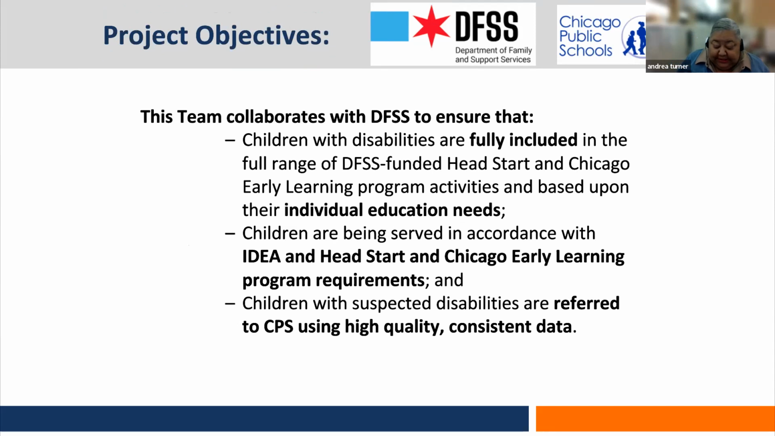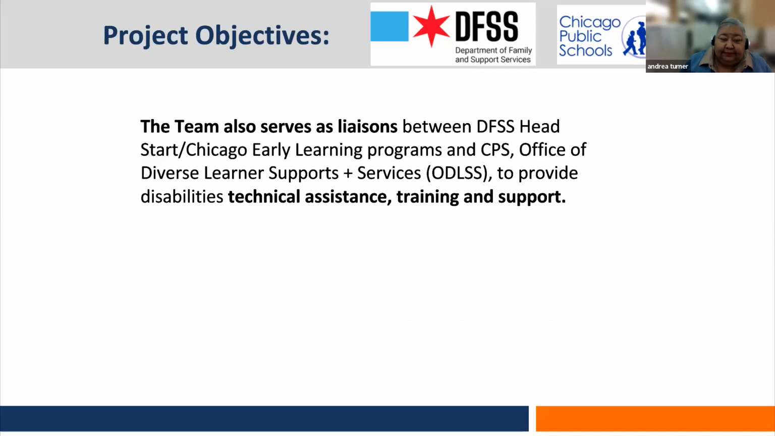Even though we've been reduced, this team will continue to ensure that all children with disabilities are fully included and their educational needs are met, that they are being served in accordance with IDEA, Head Start, and the Chicago Early Learning requirements. And any child that's suspected of a disability is referred, and they're referred based on quality data. Next slide, please. The team also serves as a liaison between DFSS, CPS, and the Office of Diverse Learner Support Services. And we provide technical assistance, training, and support.